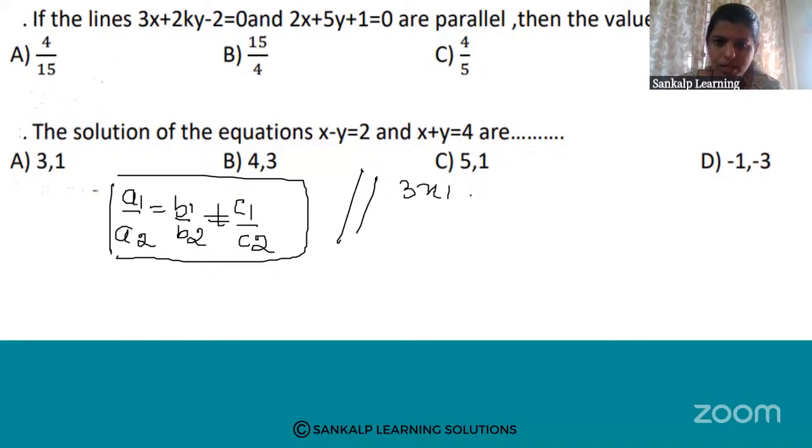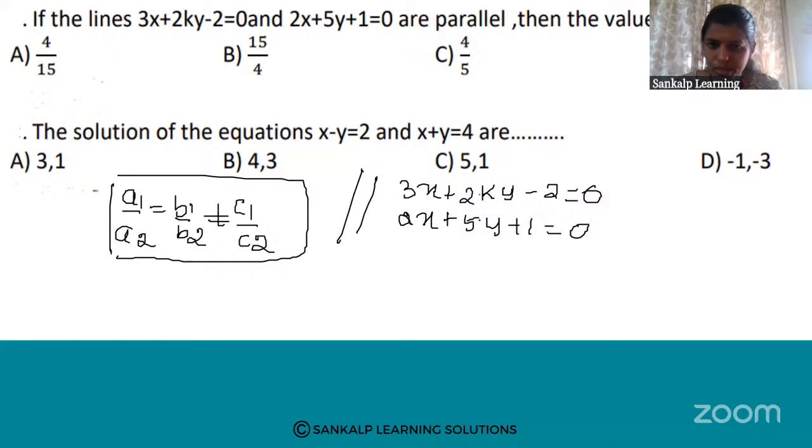3x plus 2ky minus 2 is equal to 0. 2x plus 5y plus 1 is equal to 0. This is a1, this is a2, this is b1, this is b2, this is c1, this is c2. We know the values of a1, b1, c1 and a2, b2, c2. Now compare the ratios. A1 divided by a2, that is 3 divided by 2. b1 divided by b2.